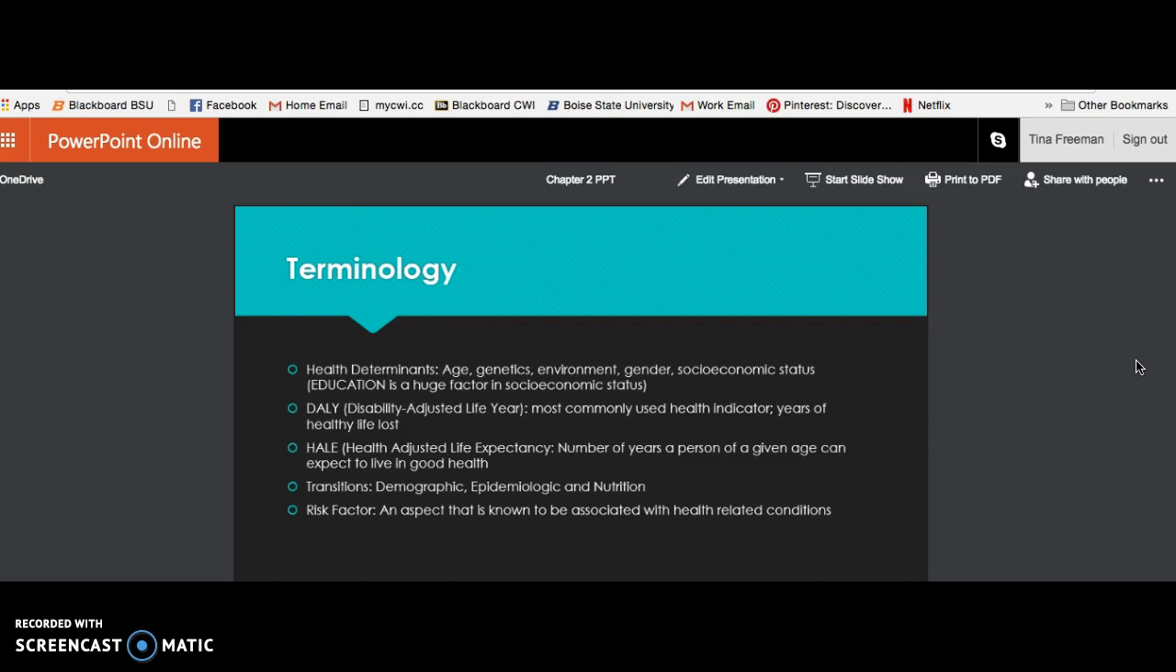Then we'll be talking about transitions, and included in transitions are demographic transitions, epidemiologic transitions, and though our text didn't really cover it, I would like to briefly discuss nutrition as a transition. It was in our other textbook, and I think it bears repeating that it does play a part in health determinants. And then, of course, a risk factor is an aspect that is known to be associated with health-related conditions.